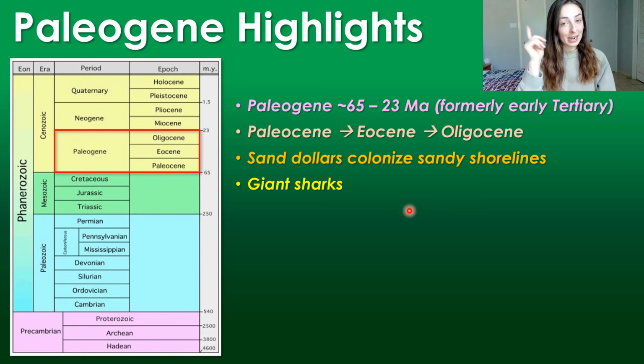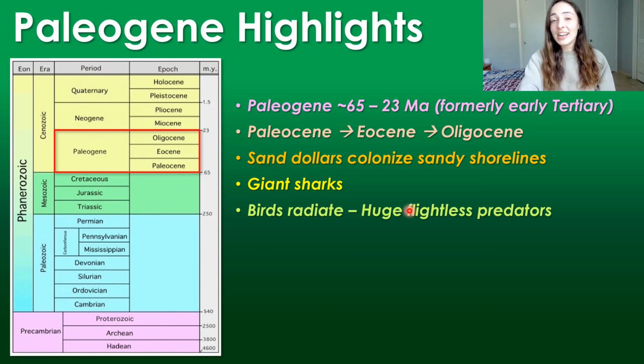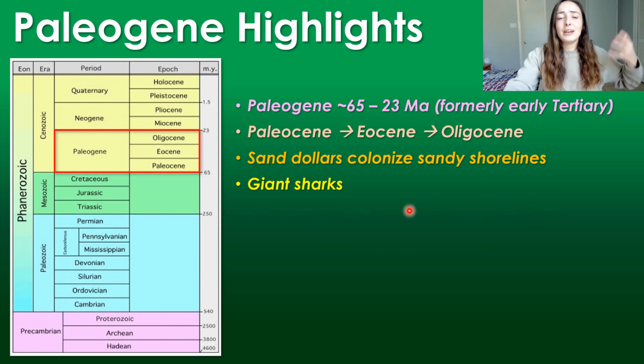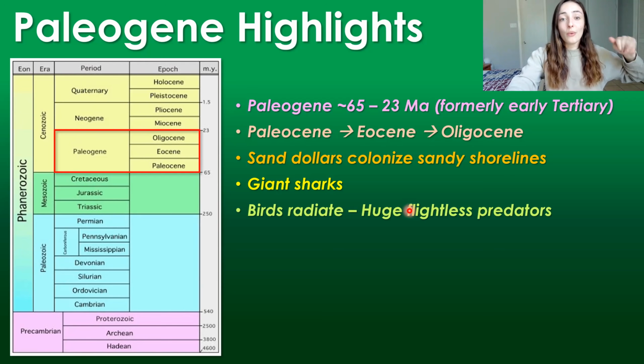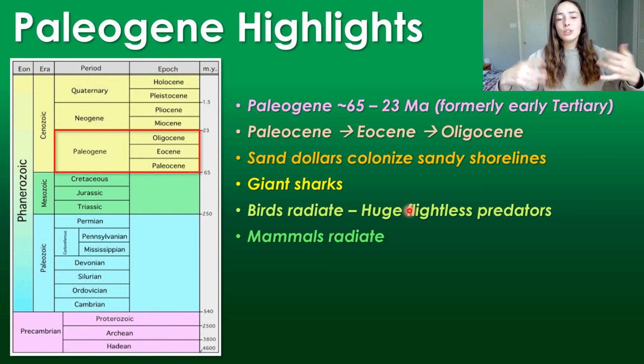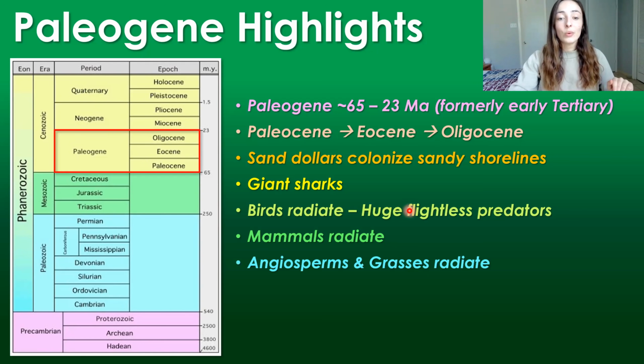Giant sharks, here now we're getting somewhere. Birds radiate, and there were huge flightless predators that literally were like huge ostriches that would run around and chase things like horses and eat them. Like I don't even know how to respond to that. That was on the previous slide if you don't know, but we'll get into that. And mammals radiated. If you don't remember, radiate just kind of means rapid diversification. So mammals were going to town.